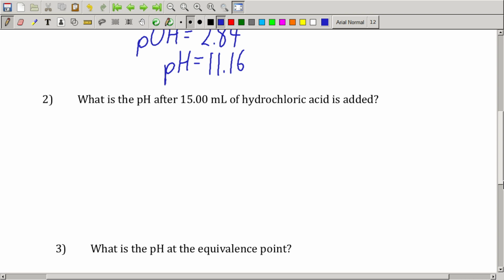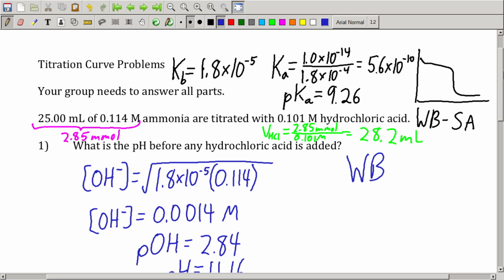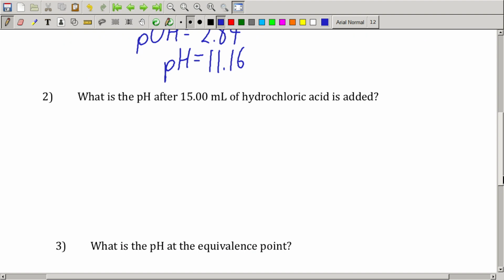Where are we? Are we in the buffer region? Are we past the equivalence point? If we add 15 milliliters of base, what do we know, based on what we set up here? Yeah, we're going to be in the buffer region. Okay, let's prove it.